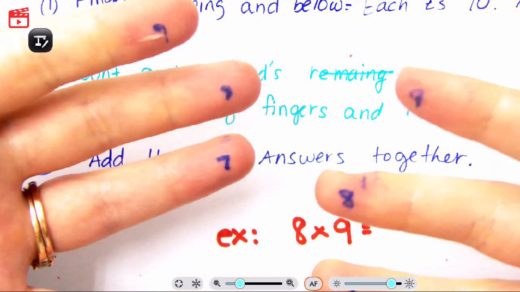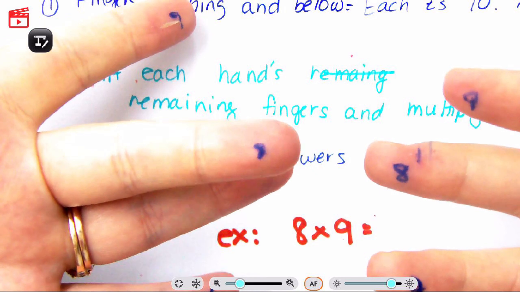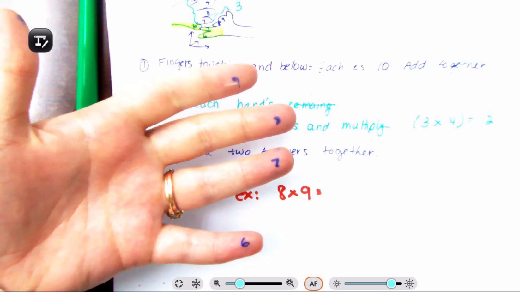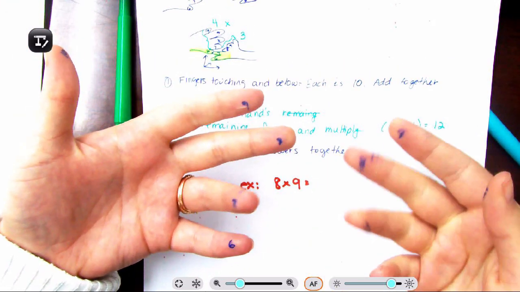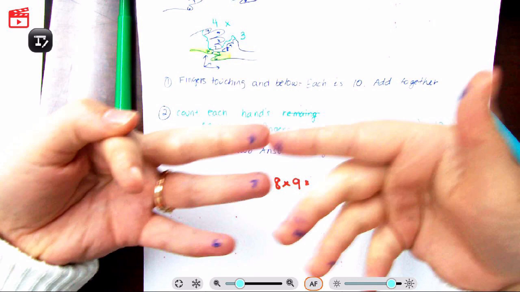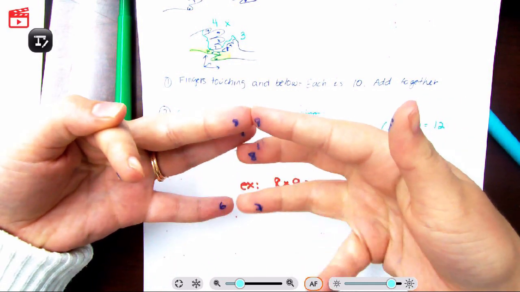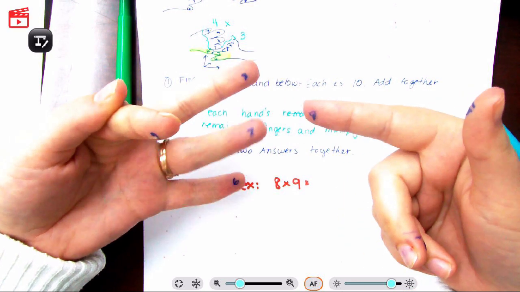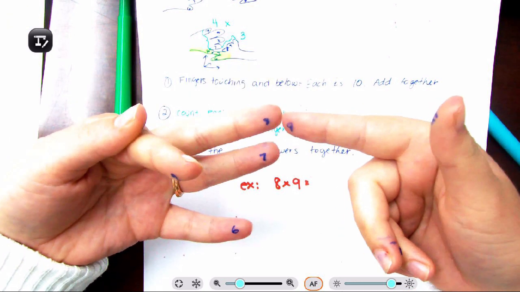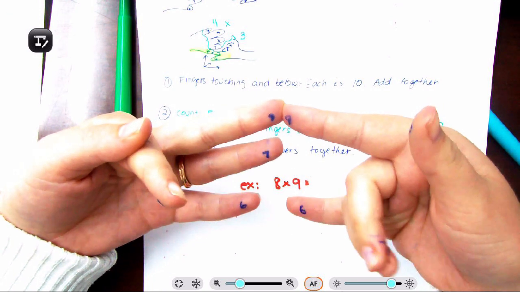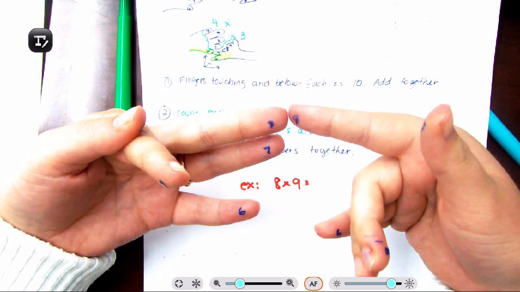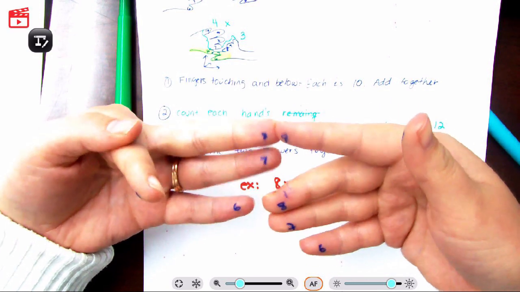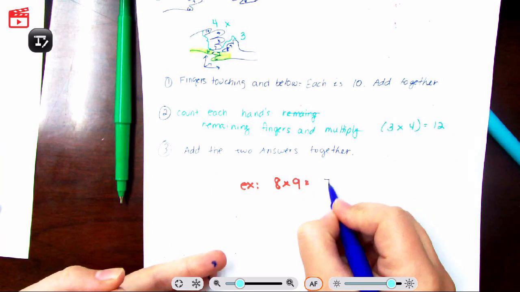Again, you have your fingers. On one hand, here's your 8. Let me zoom out. So here's your 8, and I'm going to multiply that by 9. Okay, so how many fingers are touching and below? I have 1, 2, 3, 4, 5, 6, 7 fingers. Each finger is worth 10. So I have 10, 20, 30, 40, 50, 60, 70. So I have 7 fingers, 2 touching, and then the rest are below. So 7 fingers, that means I have 70.